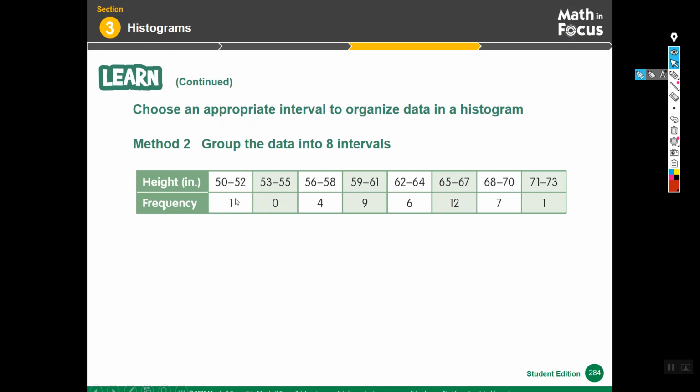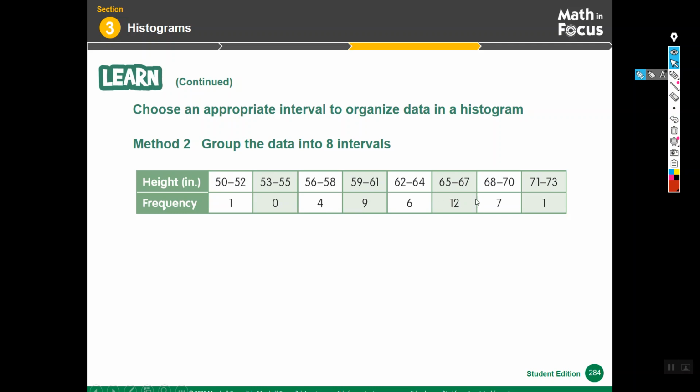So here you can see this breaks it down even more. So now you can see a little more clearly. There's no one that's in that height range of 53 to 55. So the people that were in our first group in 50 to 55, we didn't know. Now we can narrow that down further, saying they're anywhere from 50 to 52 inches.